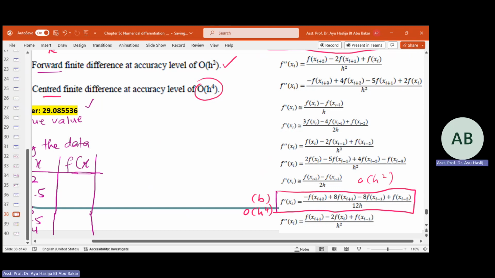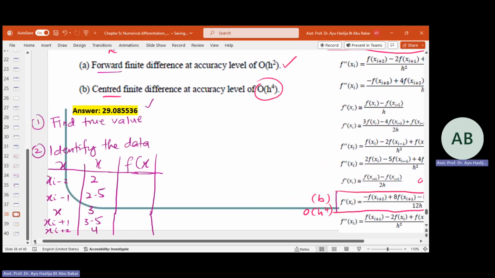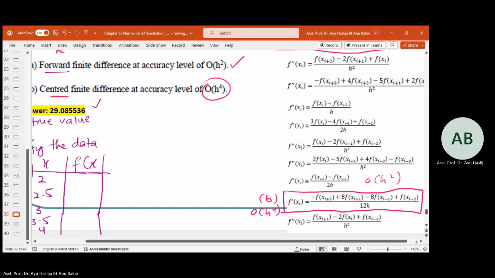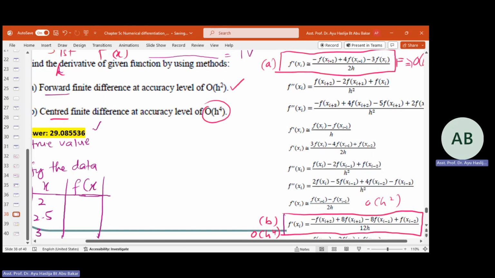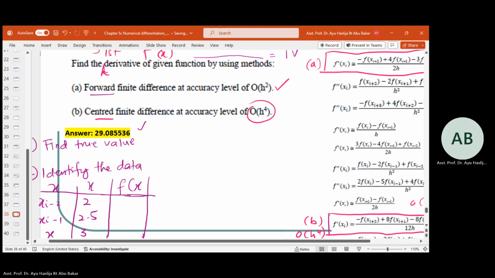Okay, so identify the equation, then you identify the data involved. From the equation, you need xi plus 2 and xi minus 2. For centered, for forward, you need f(xi plus 2), up to plus 2. Okay, so then develop your data.